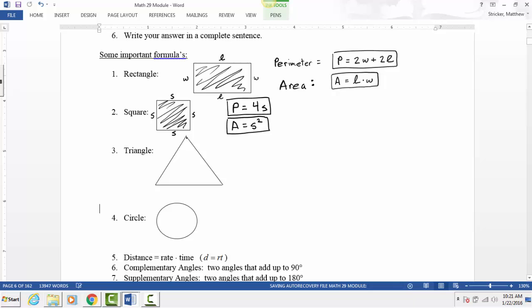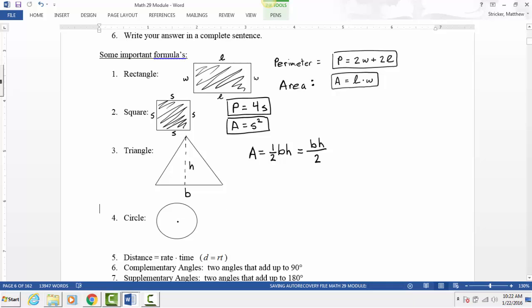Now for a triangle, we can think about it as having a height H, and then it has a base B, which is this whole distance along the bottom. If we wanted to find the area of that triangle, the area would be 1/2 times the base times the height. Or sometimes people write it as base times height divided by 2. Either one of those formulas is the same thing.